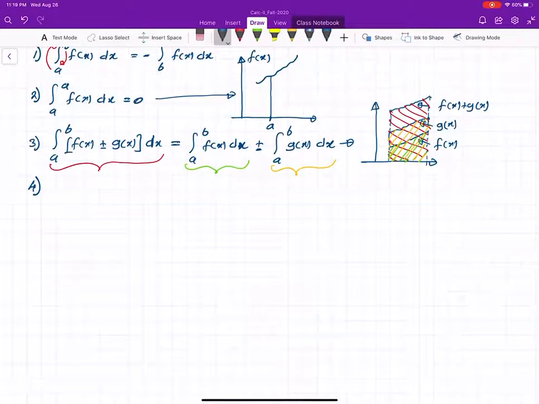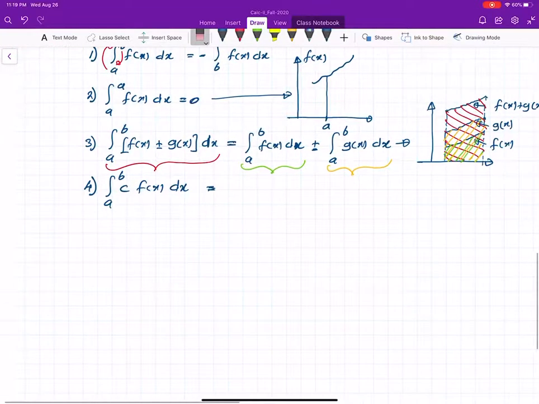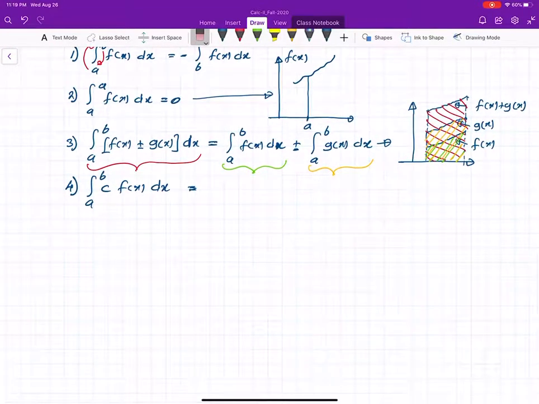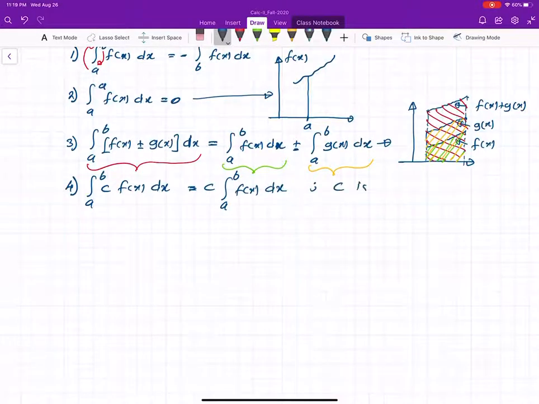In the fourth property, let's say you are given something like integration from a to b of c times f of x dx. Okay, c is a constant here. Keep that in mind, c is a constant. I will mention it later. So if c is a constant, you can take this c out. You don't need to worry about that. You can simply take it out from the integral and then integrate the rest. That is the function where c is a constant.